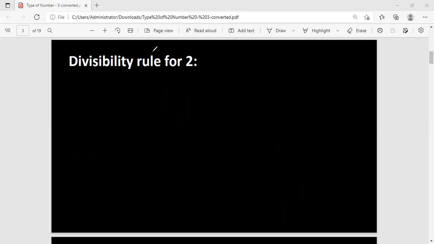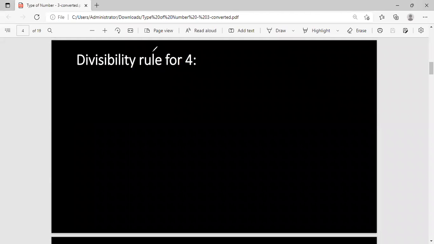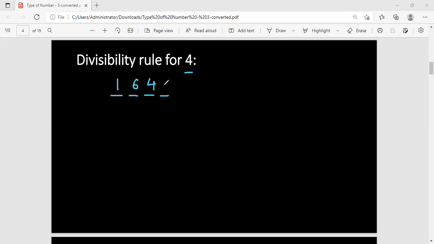Now let us proceed further. Let us come to the divisibility rule of 4. Let us take any random number, let it be 1642. I want to check whether this number is divisible by 4. One way is to do actual division, that you know already, but avoiding the long process, do we have any shortcut? Yes, we do have a shortcut.